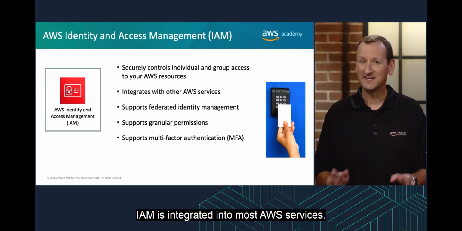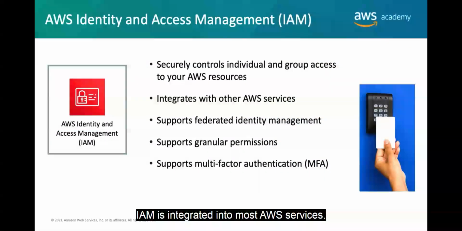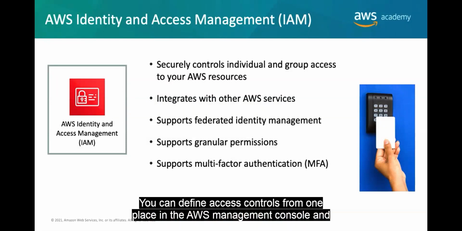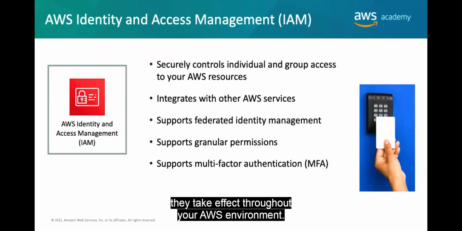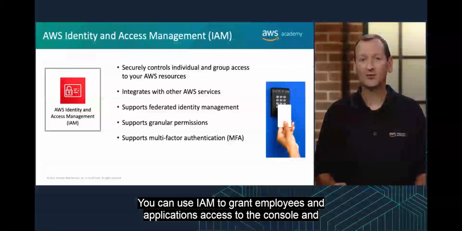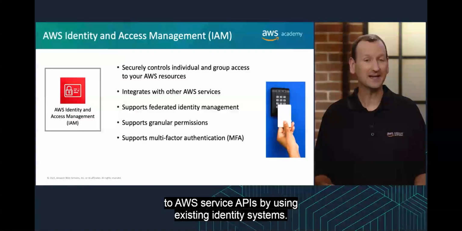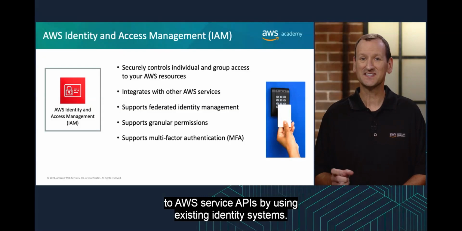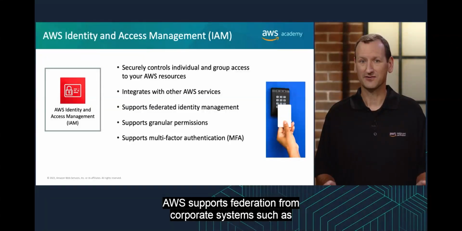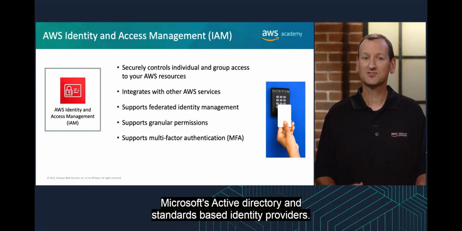IAM is integrated into most AWS services. You can define access controls from one place in the AWS Management Console, and they take effect throughout your AWS environment. You can use IAM to grant employees and applications access to the console and to AWS Service APIs by using existing identity systems. AWS supports federation from corporate systems such as Microsoft Active Directory and standards-based identity providers.